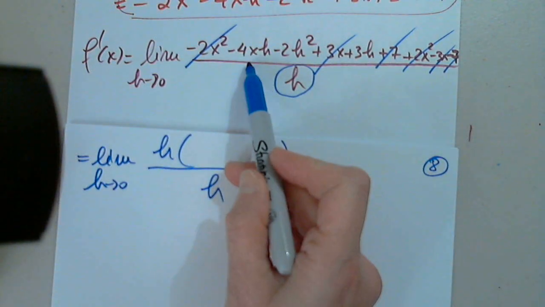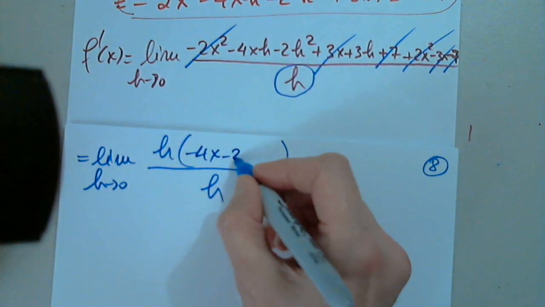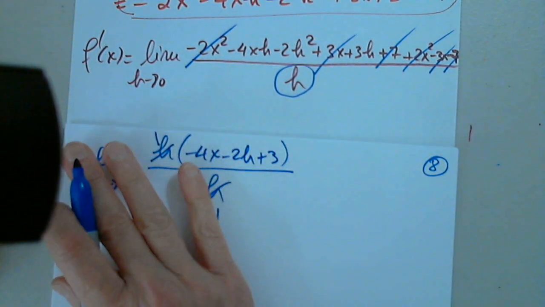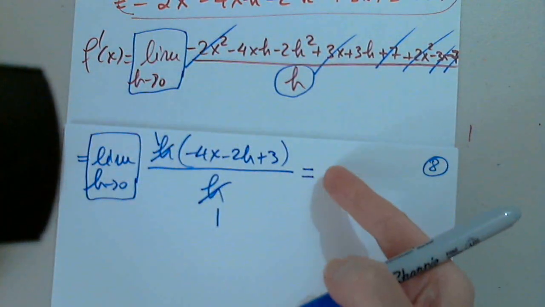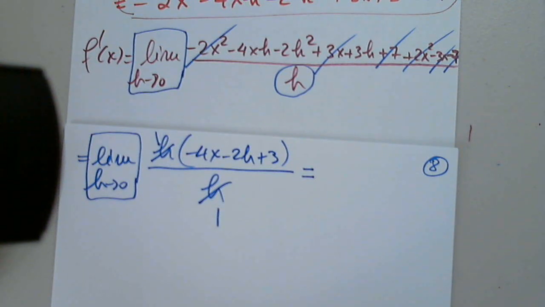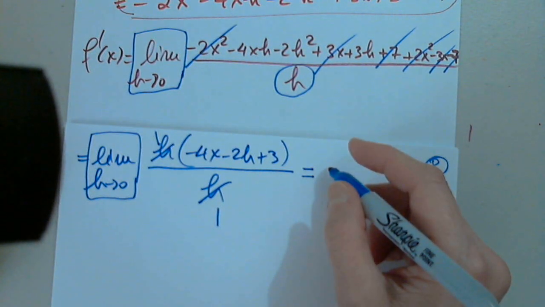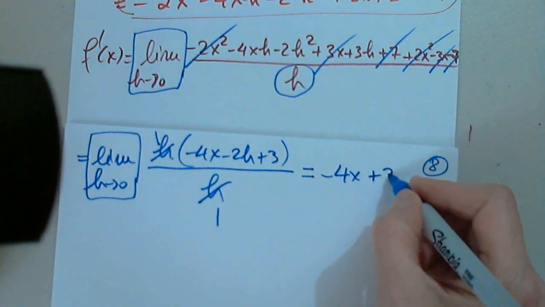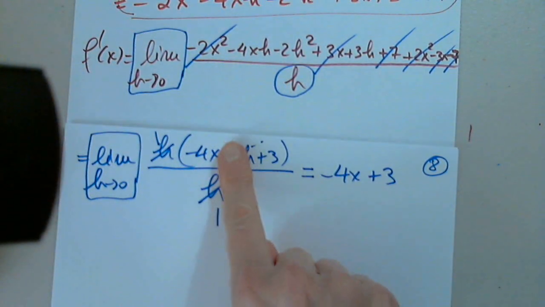Negative 4x, negative 2h, plus 3. That's it. Now these go away. And now notice that the limit operator does not disappear. It will disappear now because I'm ready to put in the answer. So it would be negative 4x plus 3. That's it. Because when h approaches 0, this term goes away.